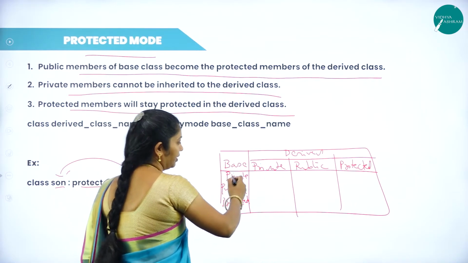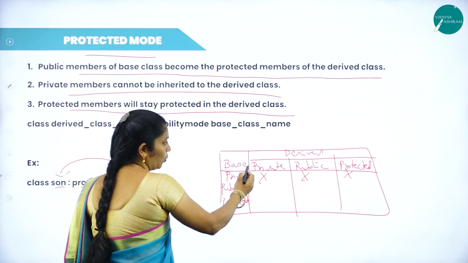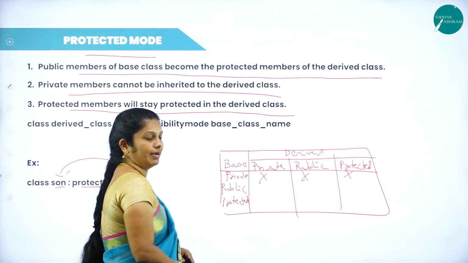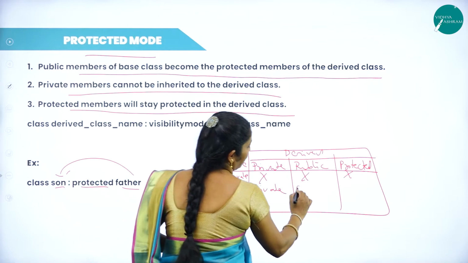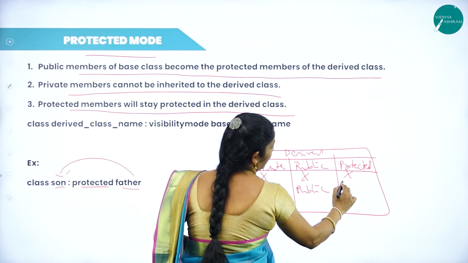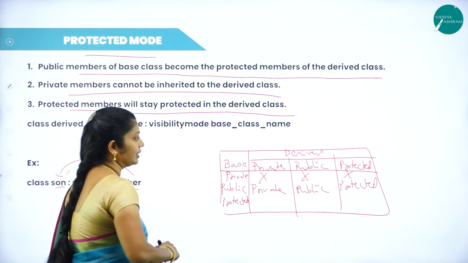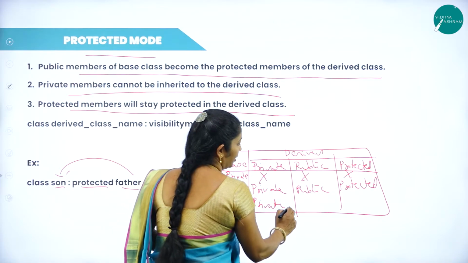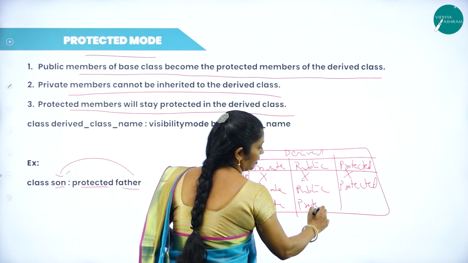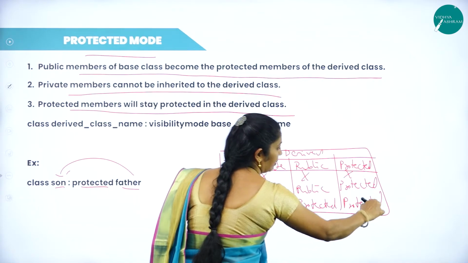Just to remember, if it is private, it is not inherited. If it is public, whatever heading is in the base class, write the same headings in the derived class. Here we have private, write private only. Here we have public, write public only. Here protected. For protected, only in the private case write private. For the remaining, write protected only. Like this, you can remember the table.